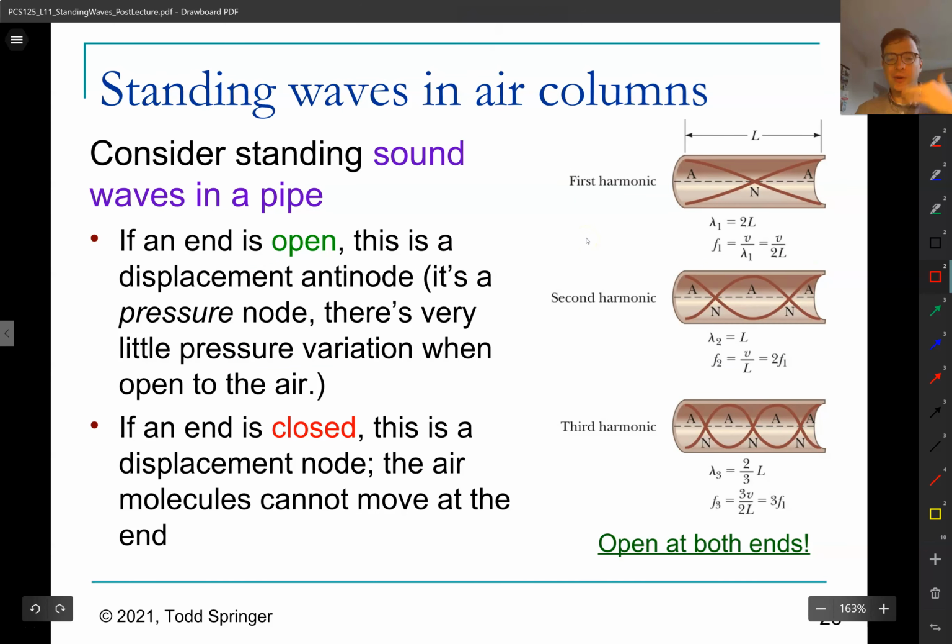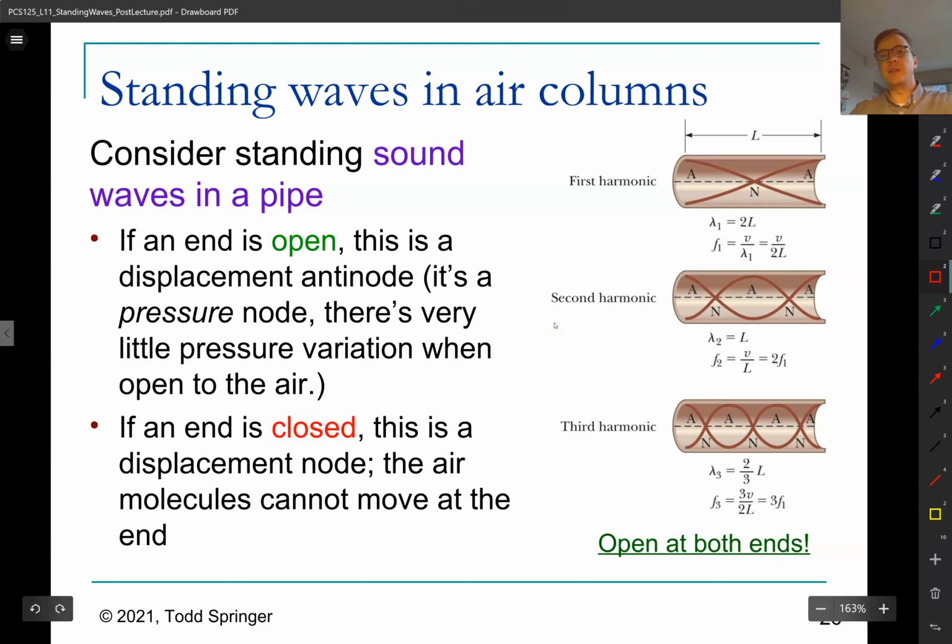Last thing I want to talk about is standing waves in air columns. So not in a string, but let's talk about standing waves of sound, which you can create in a pipe. You can cause the air to oscillate in a standing wave. And it works the same way. If this end is closed, you can send a sound wave down this way and it would reflect back.